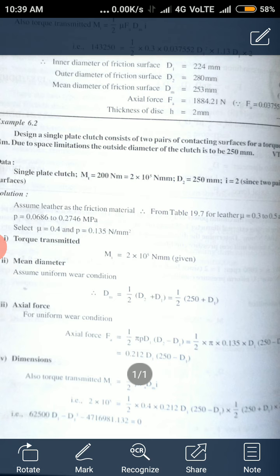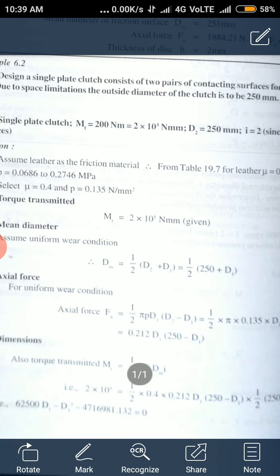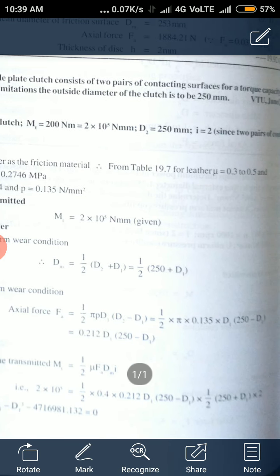As no theory is mentioned, we always assume, when no theory is given, the uniform wear theory. For uniform wear theory, axial force Fa equal to 1 by 2 pi p d1 into bracket d2 minus d1. Substitute the values here: 1 by 2 pi, p is 0.135 which you have taken from the range, d1 as it is, d2 250 minus d1. So you get 0.212 d1 into bracket 250 minus d1.